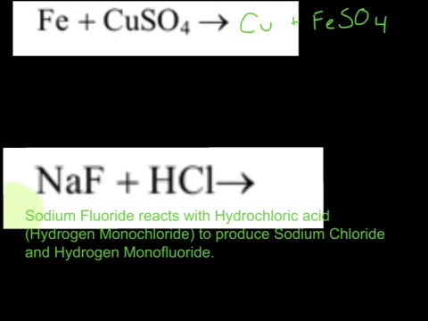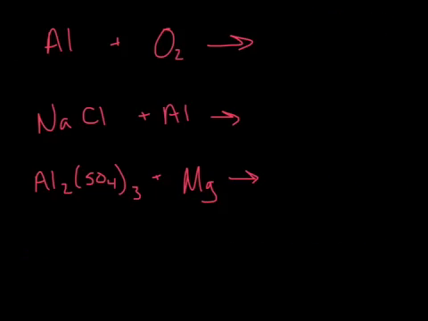So now that you've guessed, let's take a look. You have sodium fluoride reacts with hydrochloric acid, or, using your covalent bonding rules, hydrogen monochloride to produce sodium chloride and hydrogen monofluoride. That looks like... And it's already balanced once again. Go ahead and balance the equations and predict the products, please.